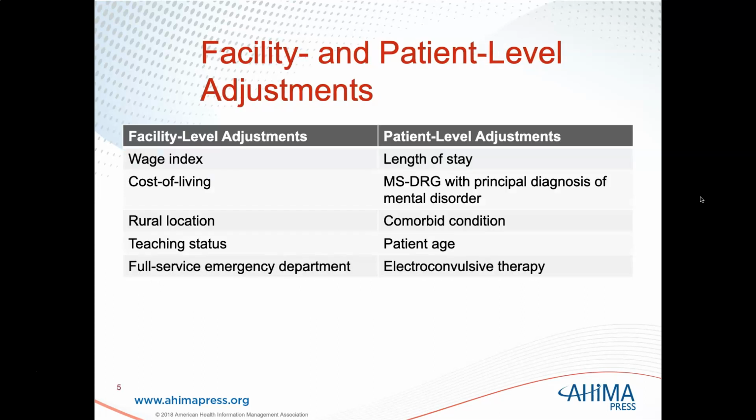So what are those adjustments? Because I got started talking about them. On the facility side, it's wage index, cost of living, rural location, teaching status, and whether or not they have a full service emergency department. On the patient level side, it's length of stay, MSDRG with principal diagnosis of a mental disorder, comorbid condition, patient age, and whether or not electroconvulsive therapy was provided.